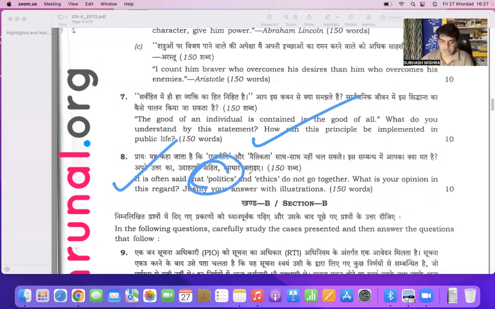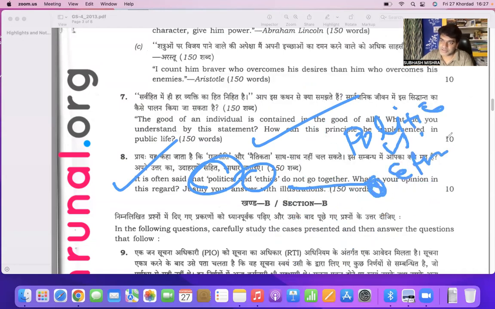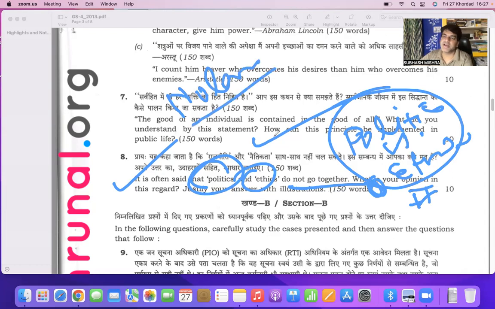It is often said that politics and ethics do not go together. So, politics versus ethics. Again, Gandhiji talked about it: seven sins, politics without principle. That's why I tell people, just like a formula, remember these things. You write that again, Nolan guideline. You write that again, Preamble. You remember it, and then you use it.